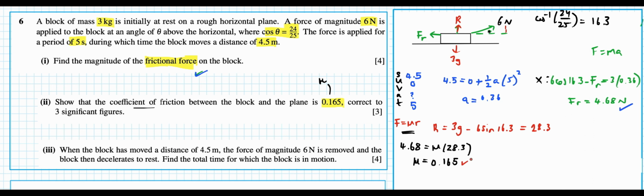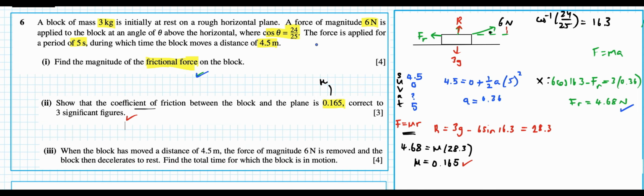Third part: when the block has moved a distance, the force is removed and the block then decelerates. So we know that acceleration will be negative. Find the total time. We already had a period of 5 seconds that was applied when the block moved 4.5 meters. You'll see that in your initial paragraph. And then there's something else that happens as well. So when the block has moved, the force is removed. That rhymes, unintentional.